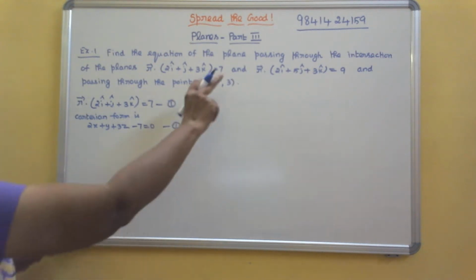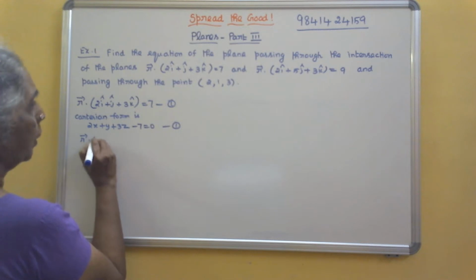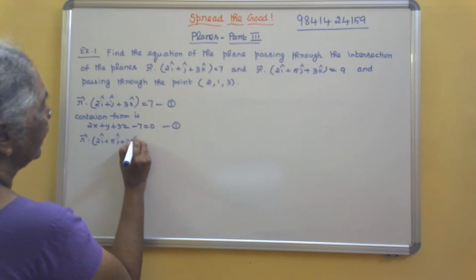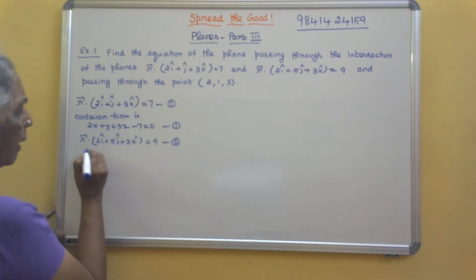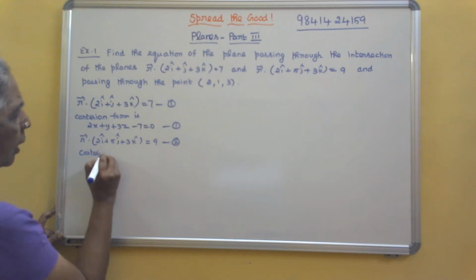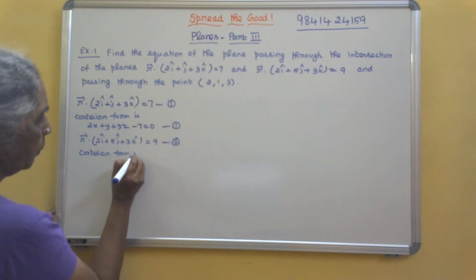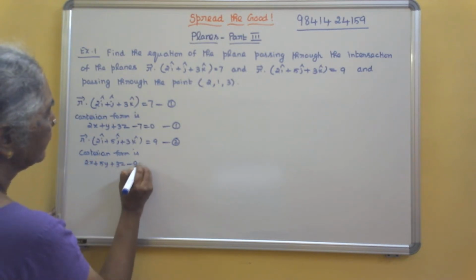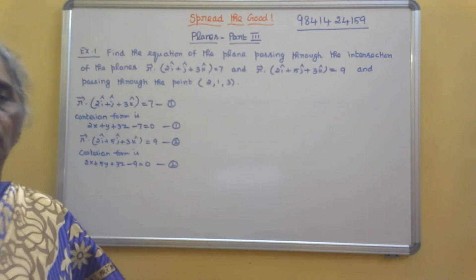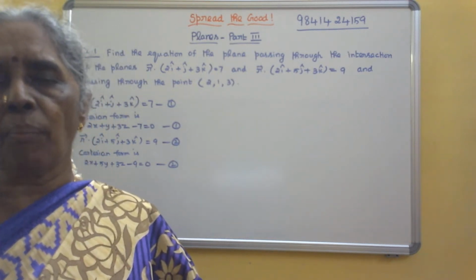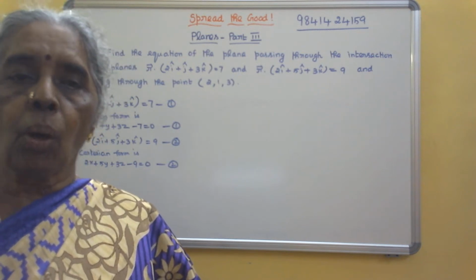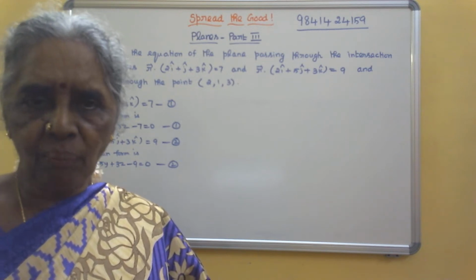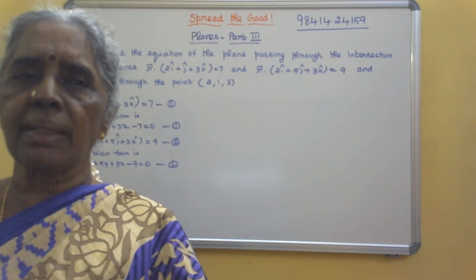Okay. Now let us write the equation of the second plane. R vector dot 2i cap plus 5j cap plus 3k cap is equal to 9. Write the Cartesian form for this also. The Cartesian form, that will be 2x plus 5y plus 3z minus 9 is equal to 0, right? So you have got now two plane equations in Cartesian form. What is the equation of a plane passing through the intersection of two planes? First equation plus lambda times the second equation is equal to 0, right?